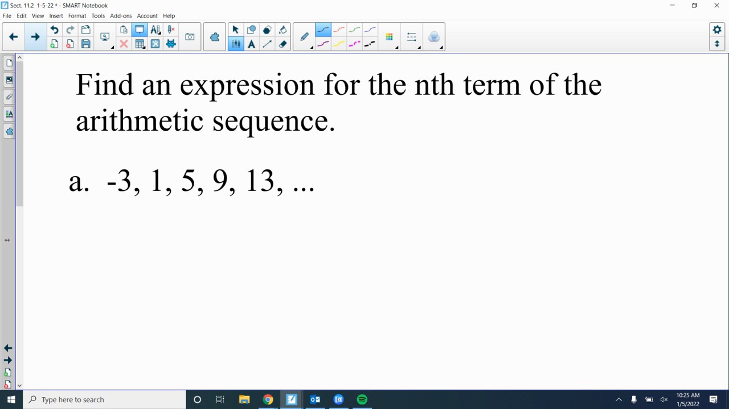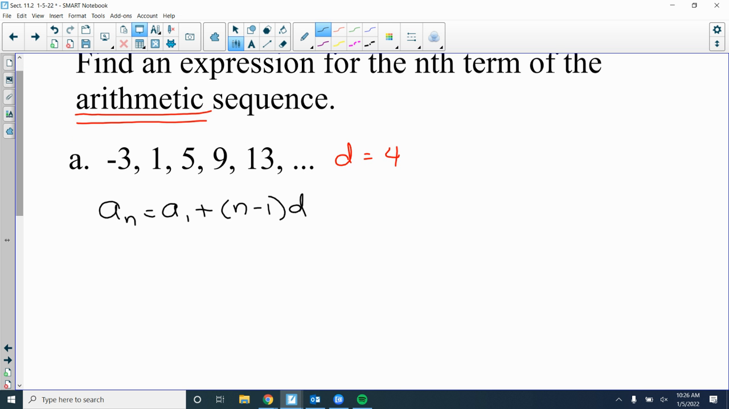Find an expression for the nth term of the arithmetic sequence. Since I am told it is arithmetic, and usually by looking at it, you can figure it out. d is going to be what in this case? 4. I'm going to use that general form that they gave me: a sub n equals a sub 1 plus n minus 1 times d. Well, what did we say from 11.1? We said if it goes up by 4, what has to be in the final term? 4n. So there's going to be a 4n in it.